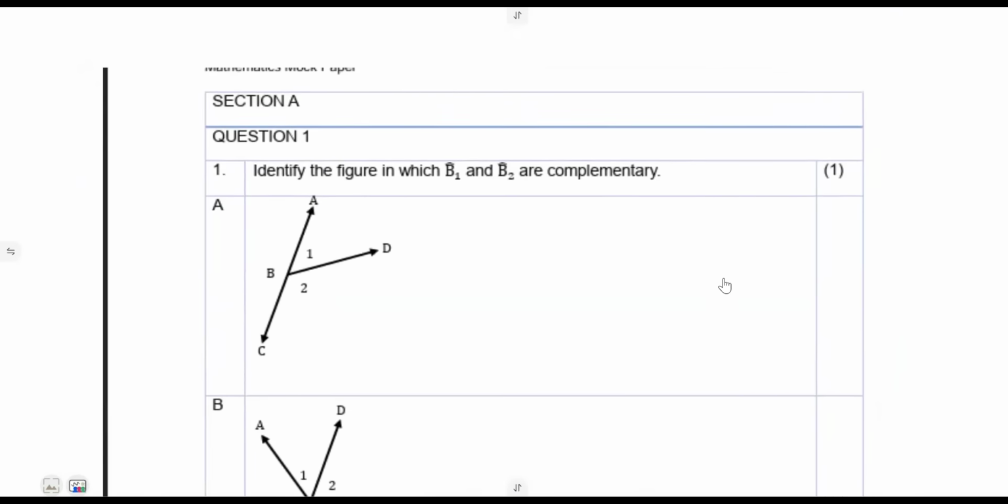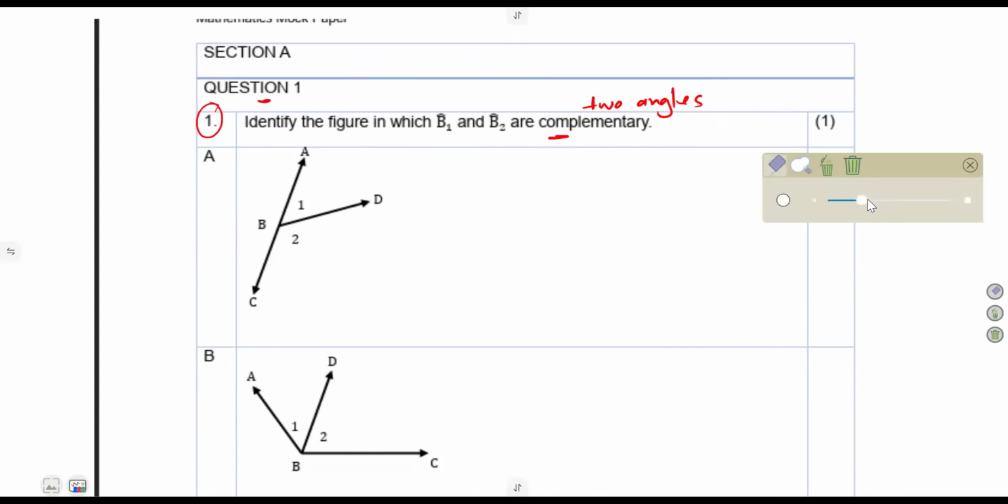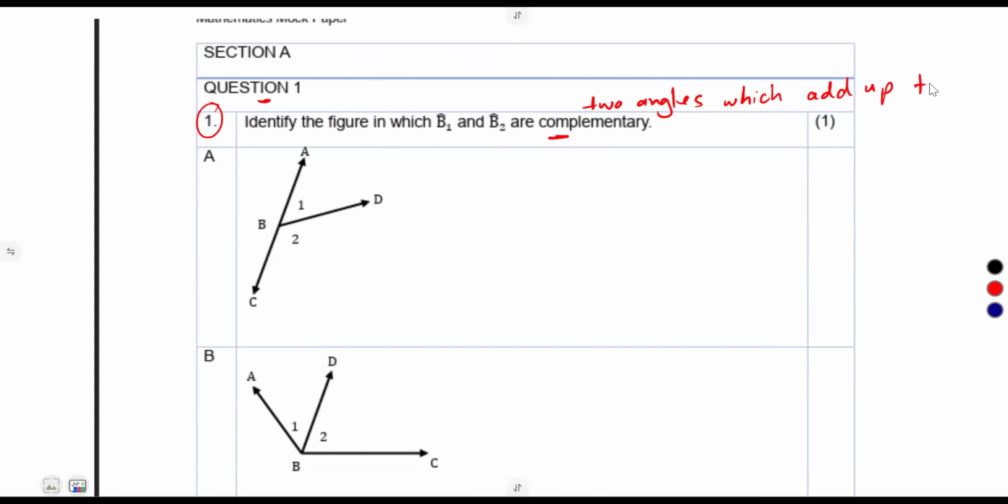All right. Let us see. Section A, question 1. Identify the figure in which B1 and B2 are complementary. Complementary angles, these are two angles which add up to 180. Two angles which add up to 180. We are talking about two angles which add up to, hey guys, 90 degrees. Where am I getting 180? Two angles which add up to 90 degrees.